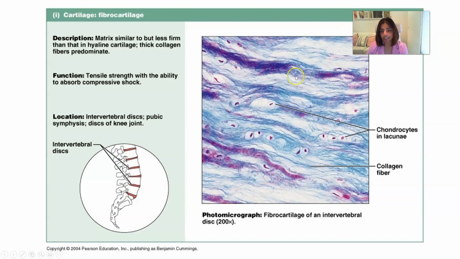Now, if we look at this image here, you can see the matrix is similar to the first slide, but it's less firm than in hyaline cartilage. We have these really thick collagen fibers, which you can see quite easily in the matrix. But its function, the reason why we've got these thicker fibers is because this type of cartilage, fibrocartilage, will add tensile strength and the ability to absorb compressive shock. So if you think about when you're standing upright, then all the force is going down on your vertebrae, so you need to be able to absorb that shock.